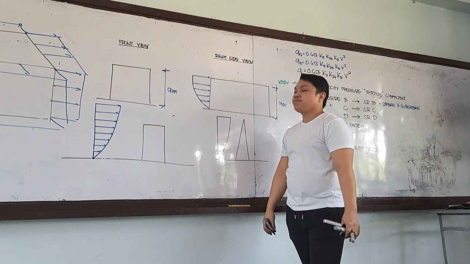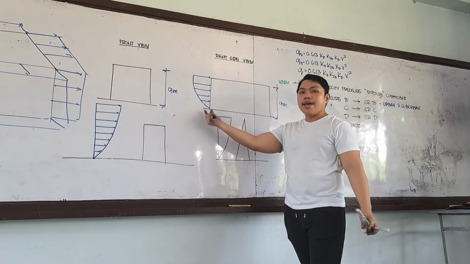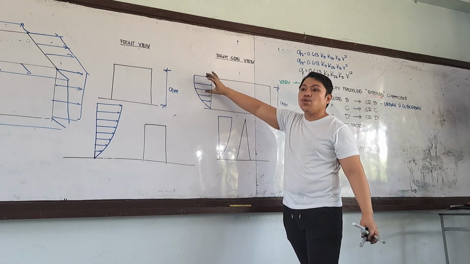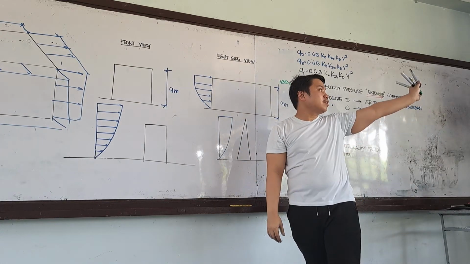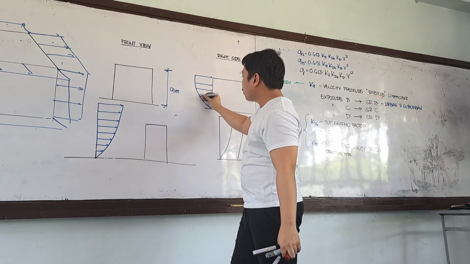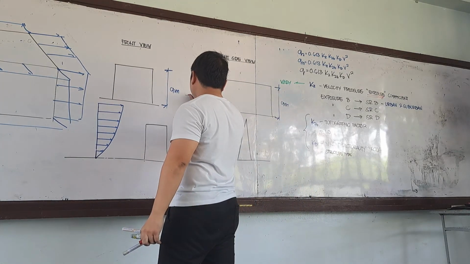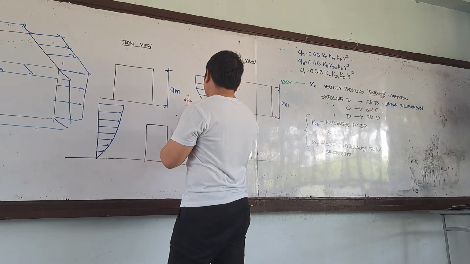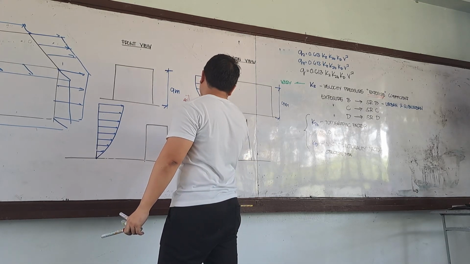It is difficult to compute if the shape is parabolic. This is not a parabola, but rather cubic. Later on, we will discuss next week how it is derived. But according to the code, from 4.5 meters height, we can assume that this is uniform.